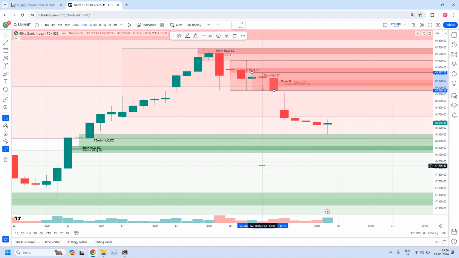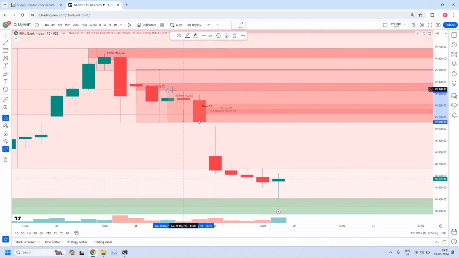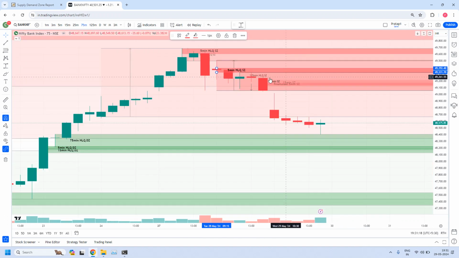By drawing this, the advantage we identified is this 75 minute zone is created from this 5 minutes high liquidity supply zone. That means this 5 minutes high liquidity supply zone is responsible for the creation of this 75 minute supply zone. So this is the important point you have to observe.